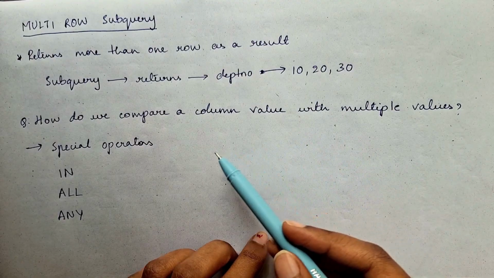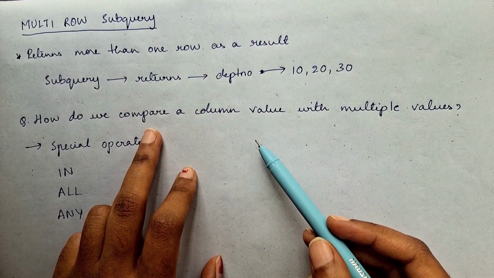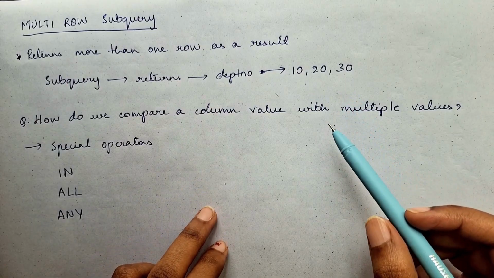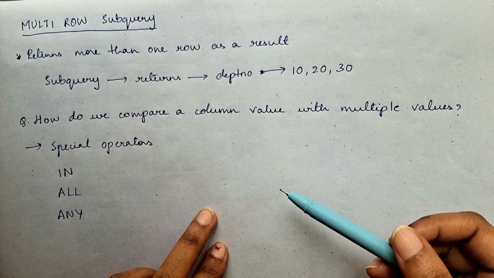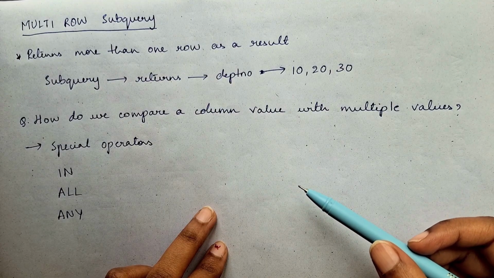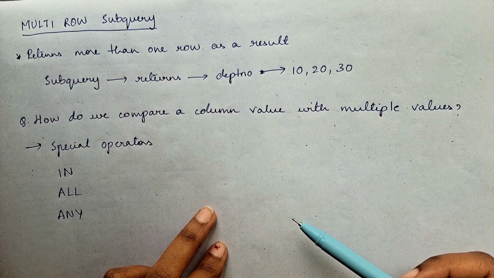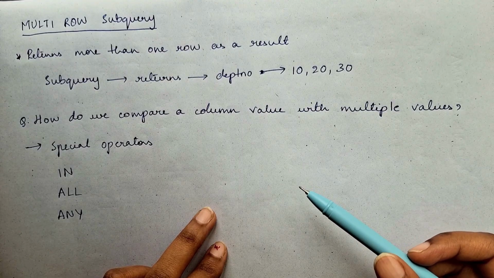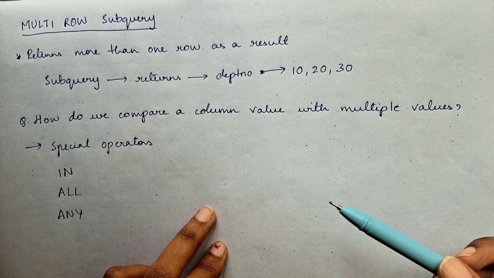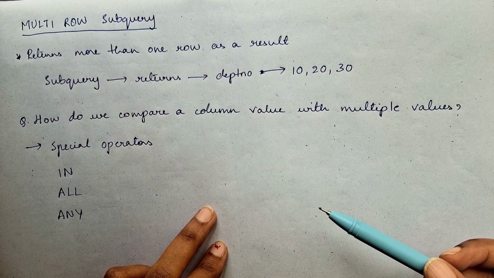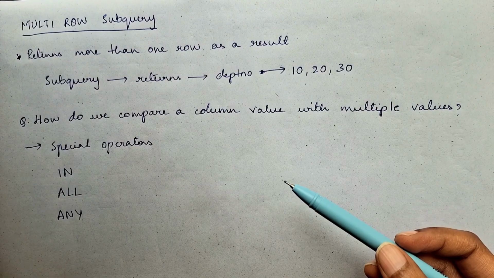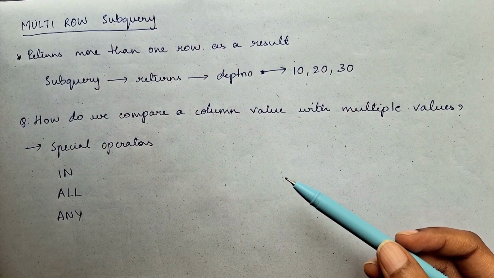Now, the question comes, how do we compare a column value with multiple values like these? In a single row subquery, we normally use operators like equals, greater than, less than, because the subquery returns only one value. But when a subquery returns multiple values, these operators cannot be used because one value cannot be directly compared with multiple values using equals, greater than, or less than.